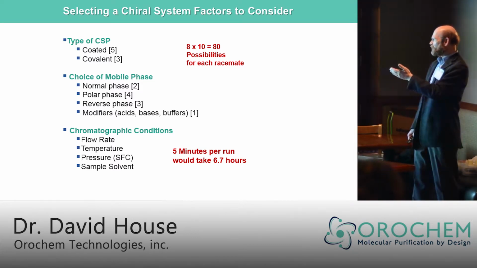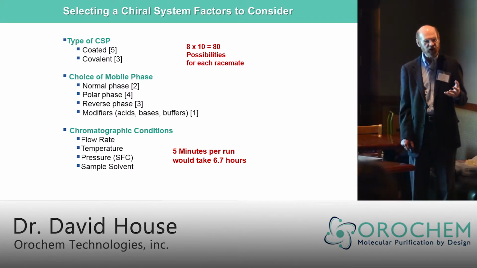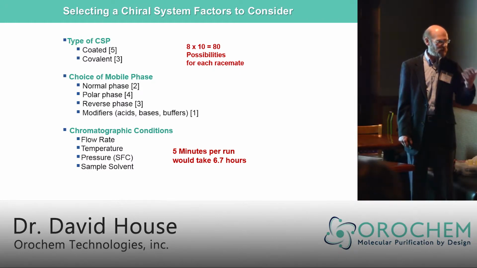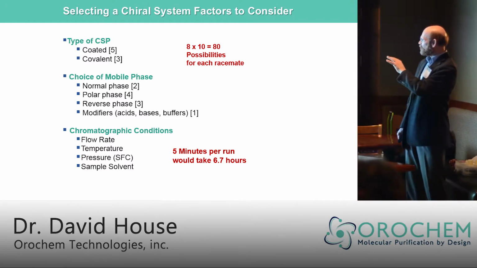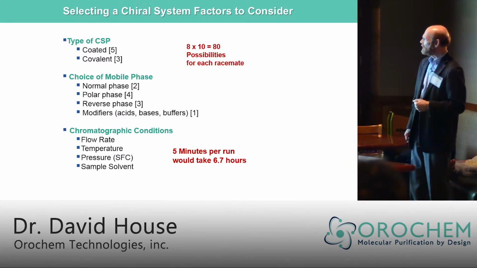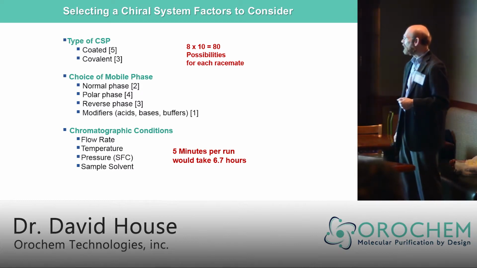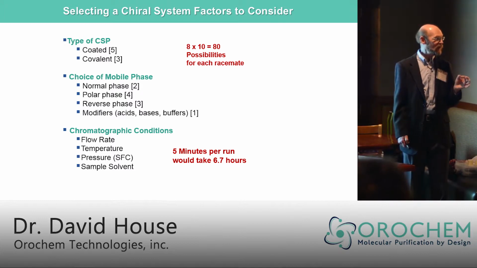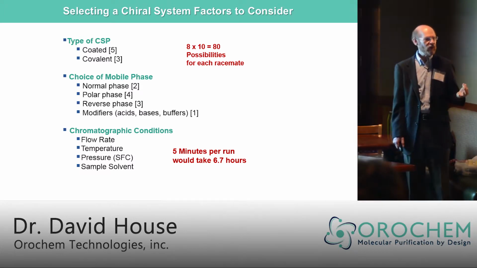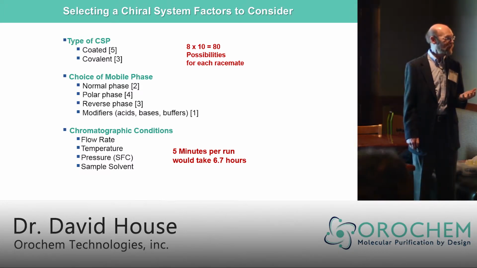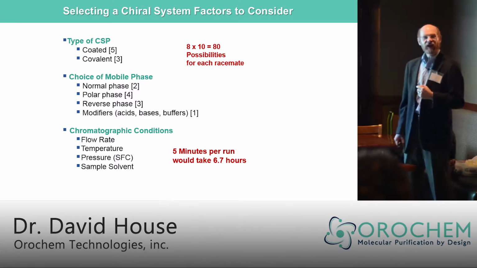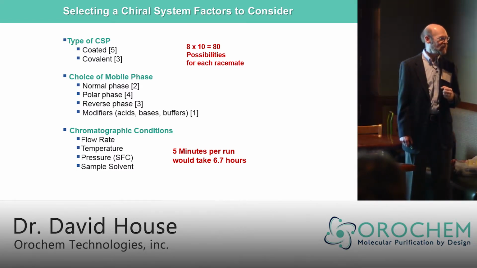And of course, modifiers. Depending upon if your racemate's an acid or a base, you might need to modify the mobile phase to sharpen the peaks, or you might need pH control. So we might need a buffer in there. We'll just say that that gives 1 additional possibility. So we have 8 possibilities for the chiral phase, 10 possibilities for the mobile phase, 80 possibilities for each racemate that we want to look at. Well, if it takes 10 minutes per each run, this would take more than 13 hours to carry out this examination for 1 racemate.